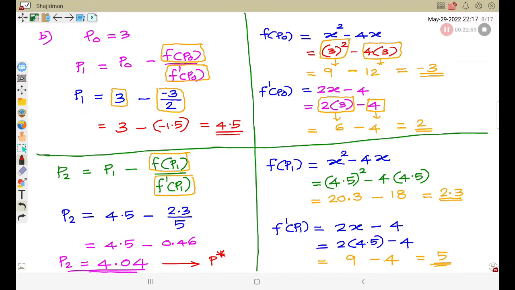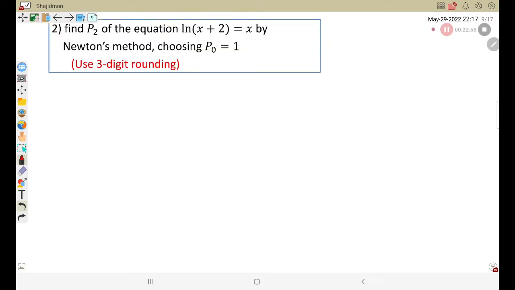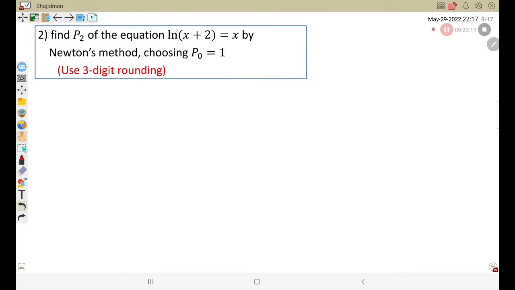Now we will go to the next question, second question, same model. We can do one more question. Okay, question number 2. Find P2. Find the second approximation of the solution of the equation len of x plus 2, okay, len of x plus 2 equal to x by Newton's method by choosing P0 equal to 1. Use 3 digits rounding. P0 equal to 1 and use 3 digits rounding.